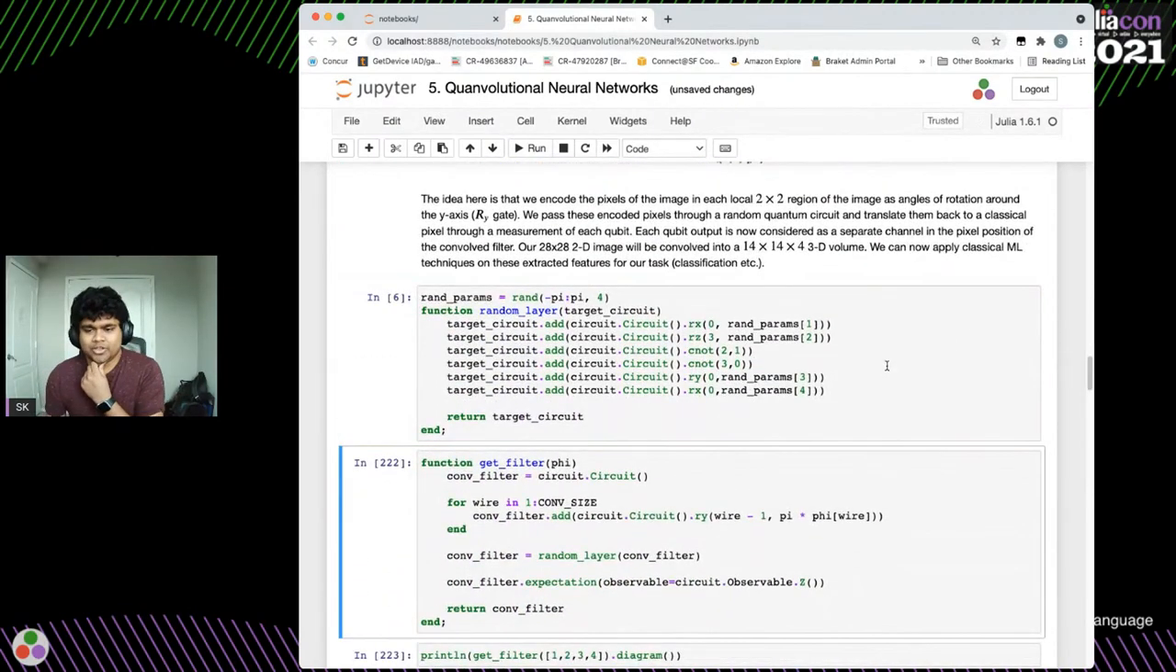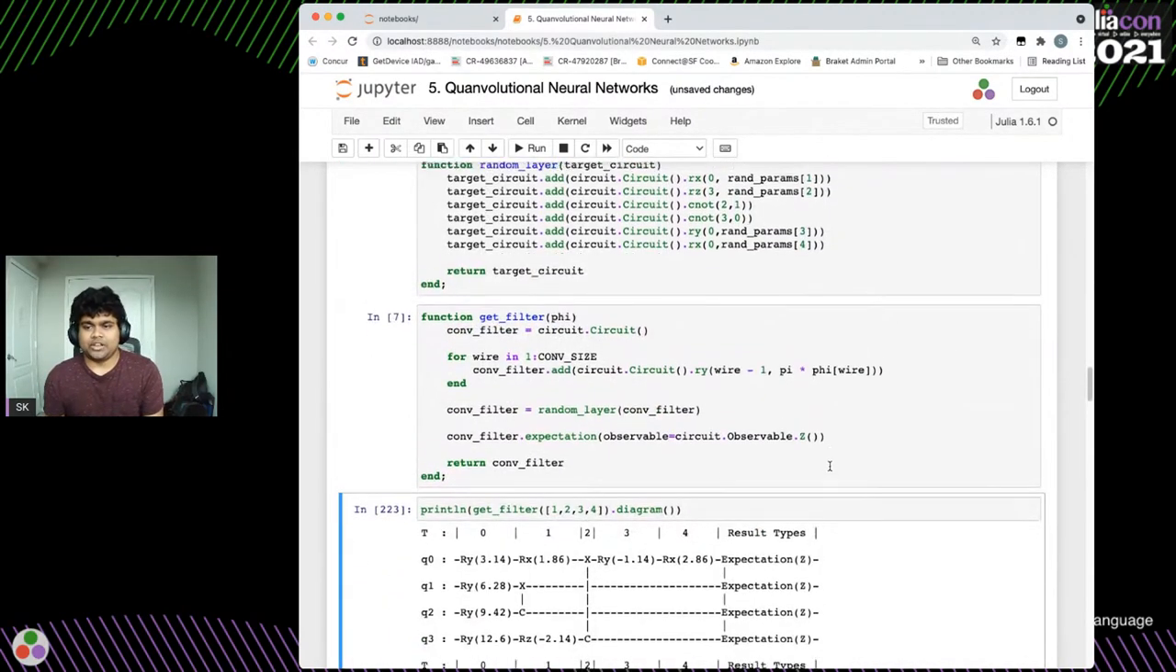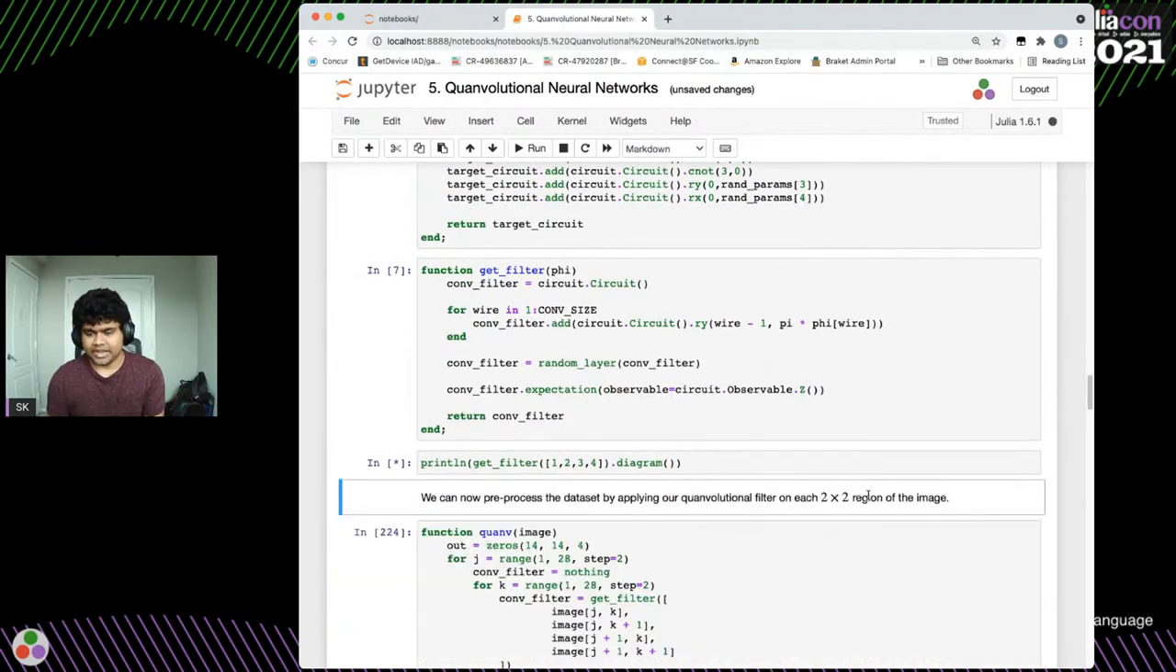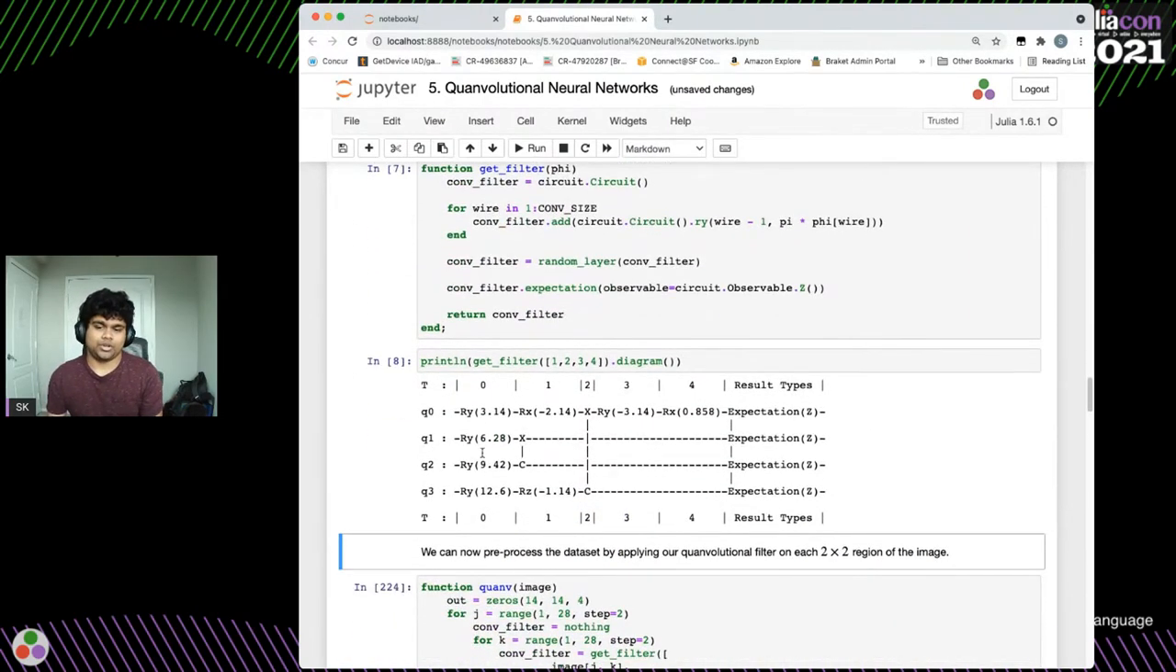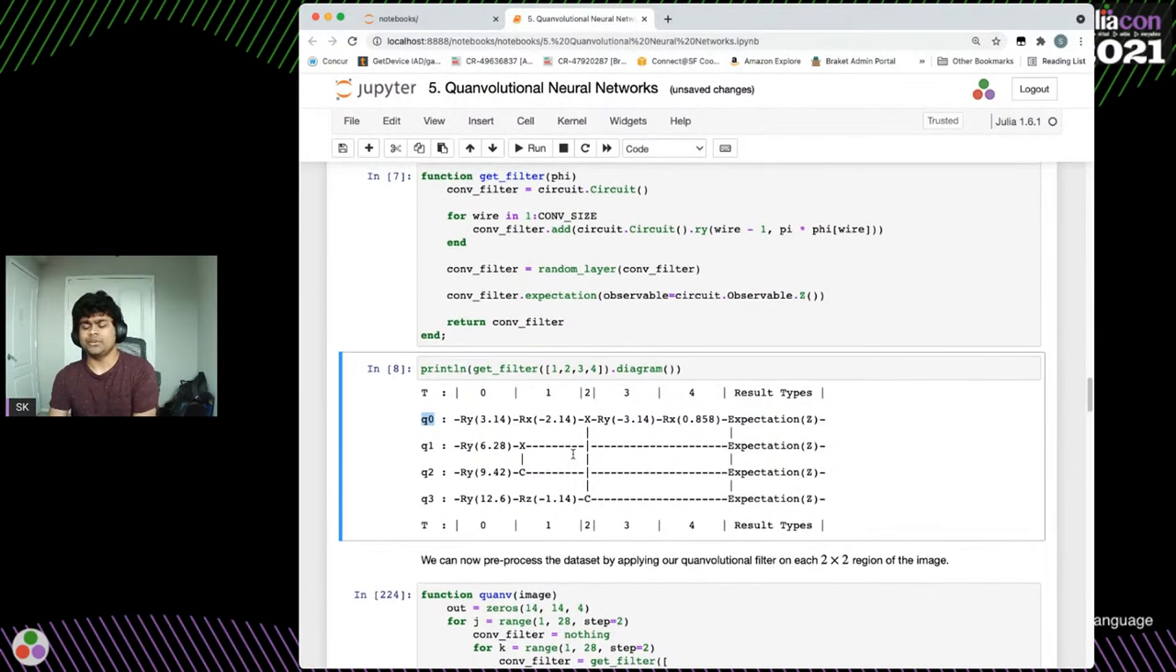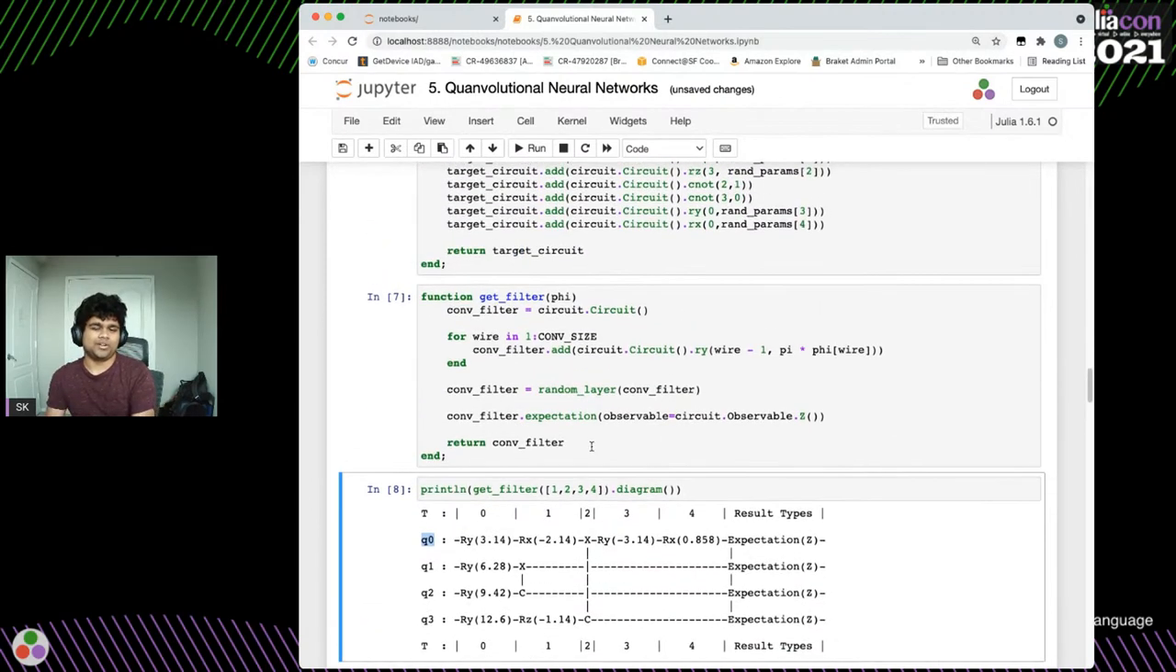So what we're going to be doing is using Amazon Braket to generate the convolutional filters, right? So this circuit is now your convolutional filter. Just like I mentioned before, you take the pixel values and use those as parameters to your first layer of rotation around the y-axis, and then you have some random combination of gates in every subsequent layer, right? So here I've kind of hard-coded that.